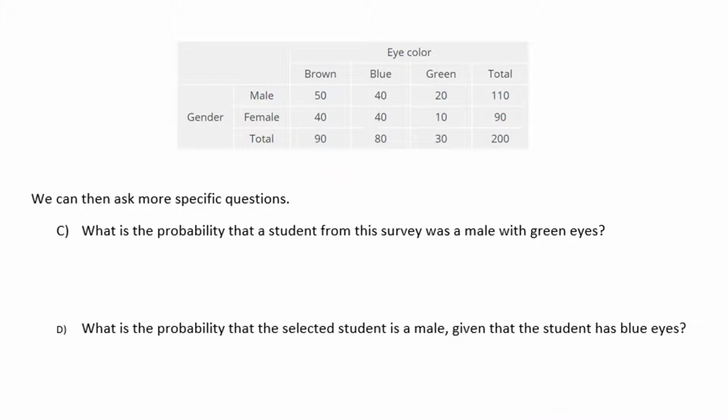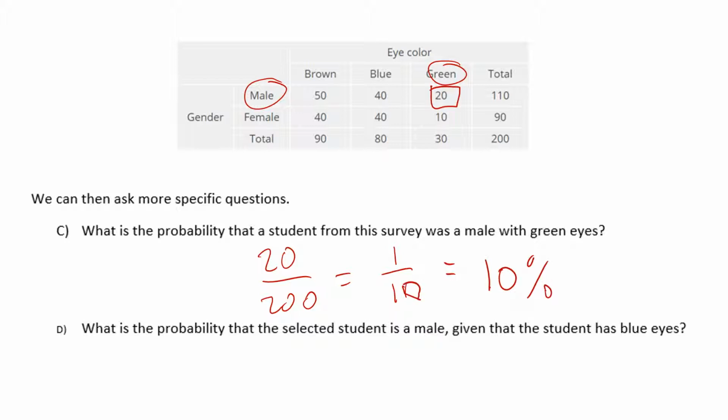More specific questions can be asked, such as, what is the probability that a student from the survey was a male with green eyes? So we need to look at males who have green eyes. That'll be 20 out of the total of 200 students, so that'll be reduced to 1/10 or 10%, which as a proportion is 0.10.